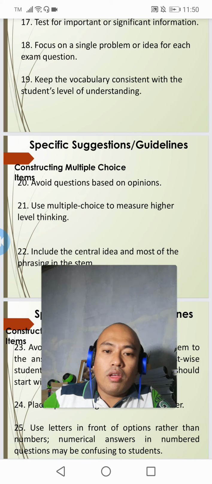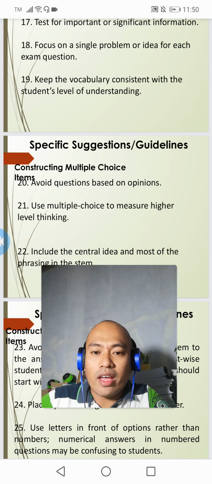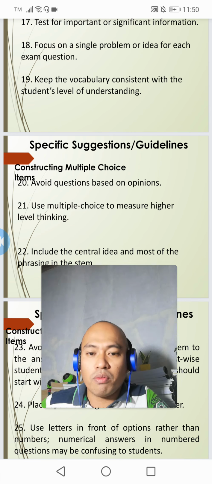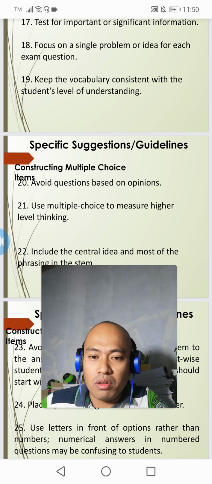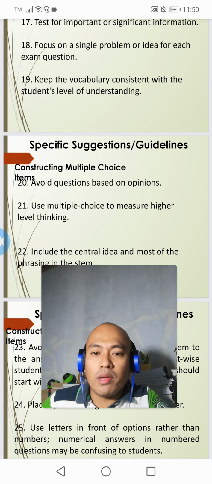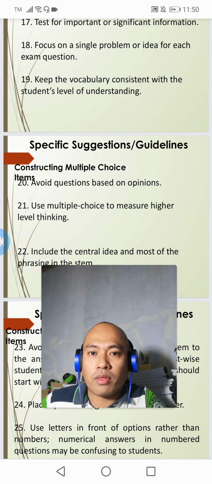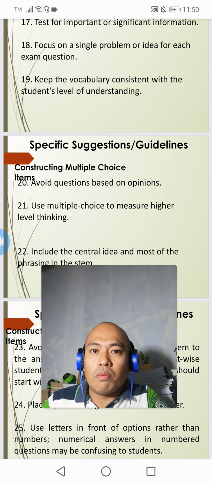Because we know opinionated questions do not have wrong answers because these are based from their opinions. So there's no wrong opinions because this should be respected. Okay, this should be respected because these are the opinions of individuals. So we need to avoid giving opinionated questions. Okay? Ano pa?